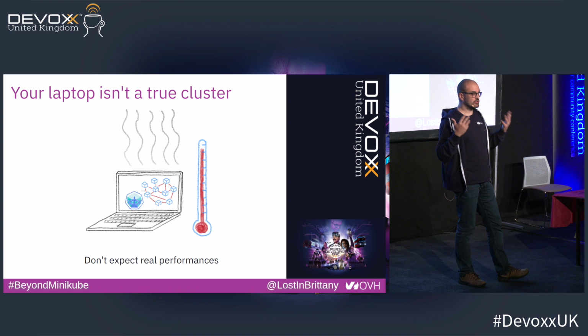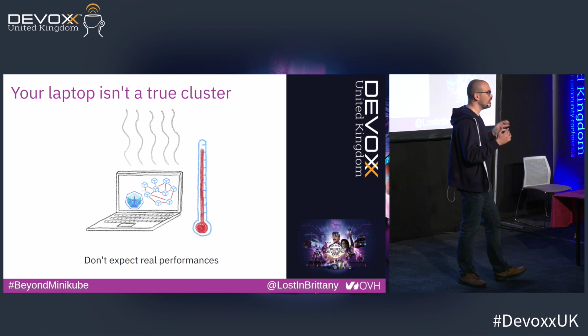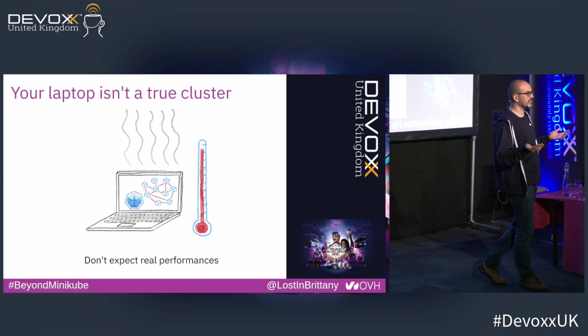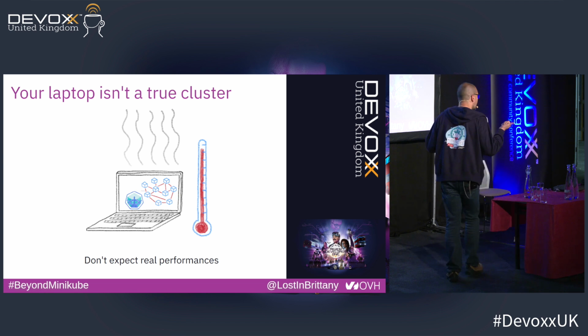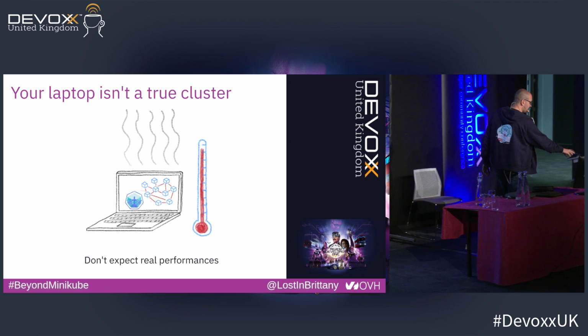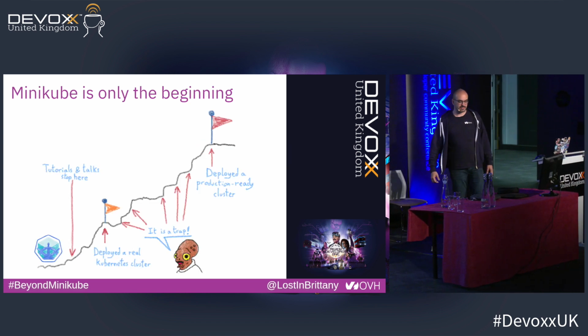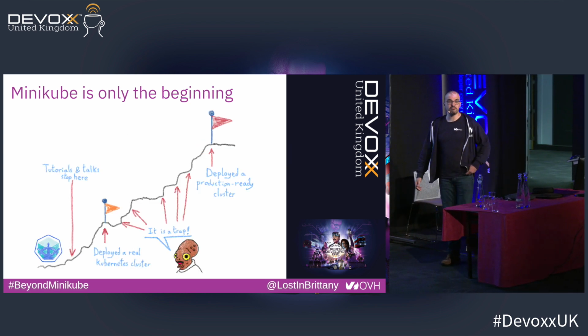Lots and lots of tutorials, videos, talks explain how to deploy very complicated architectures, and you can do it easily with Minikube. You can test them. But how about going into production? And it's there that the problem begins.